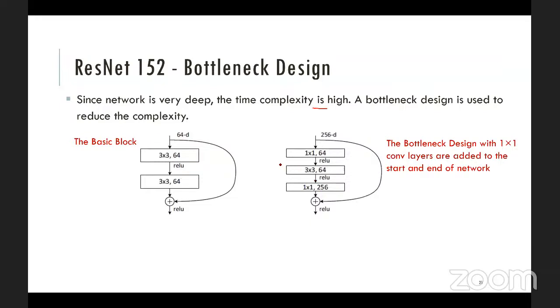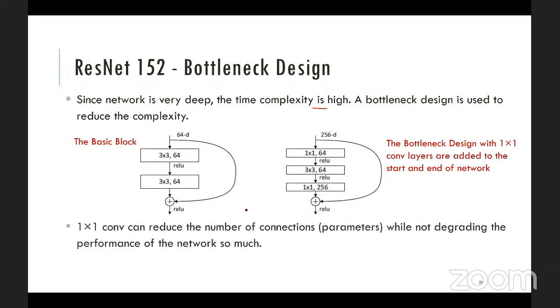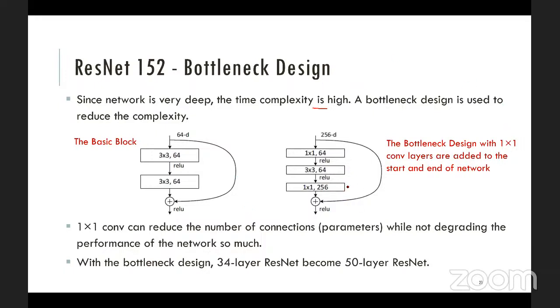In the bottleneck design, you can see this 3x3, 64, ReLU. Here we add 1x1 convolutional layers at the start and the end of the block. Remember, this point-wise 1x1 convolution can reduce your number of connections and parameters, but it does not degrade the performance of the network so much, right? With the bottleneck design, your 34-layer ResNet becomes a 50-layer ResNet, so you are not adding much complexity.